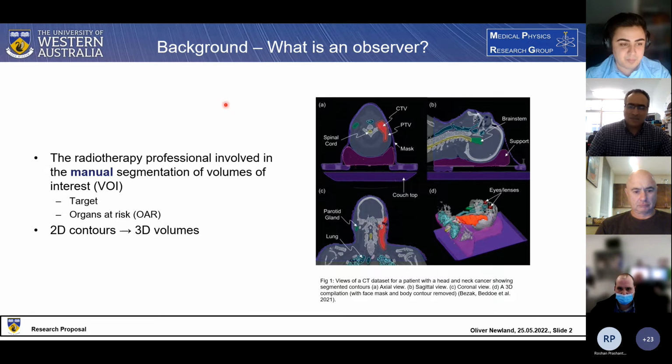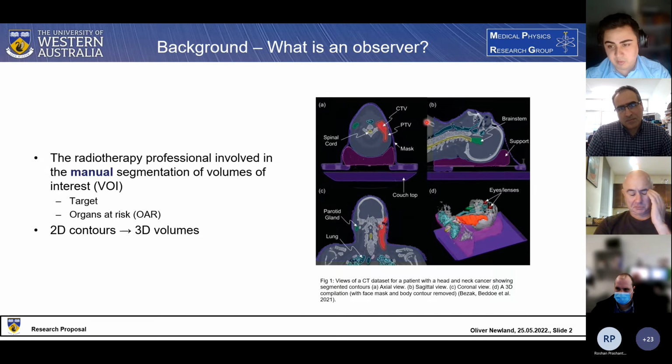So first, by observer, I'm talking about the radiotherapy professional who's involved in the manual segmentation of the target volume and surrounding organs at risk. This is usually done using 2D contours on cross-sectional images, as you can see in panels A, B, and C here. And that's then used to produce a 3D volume, which represents the patient anatomy.